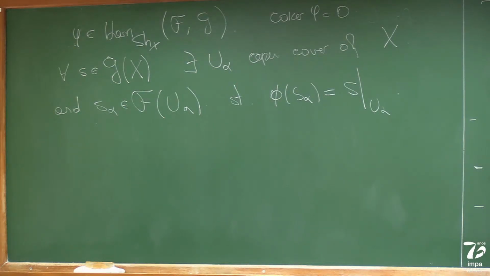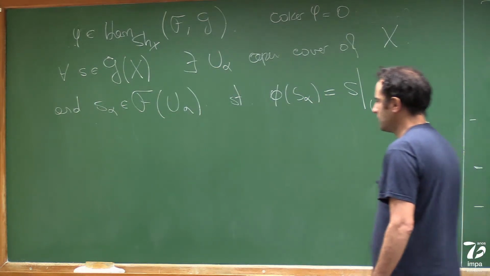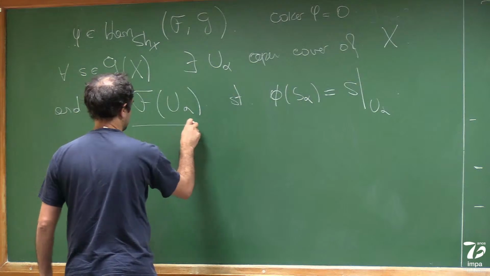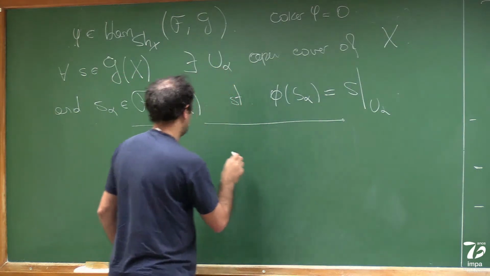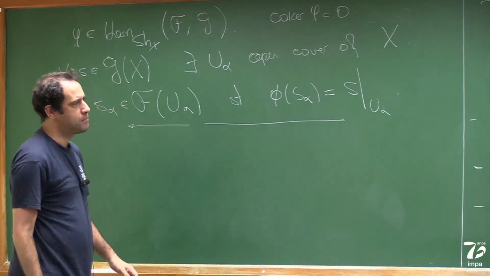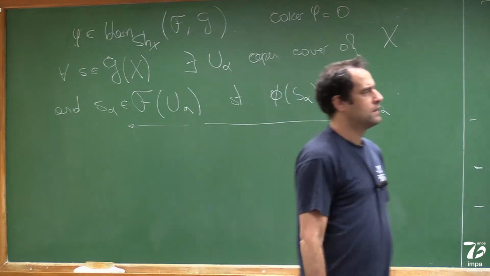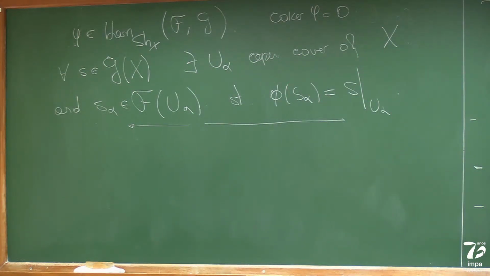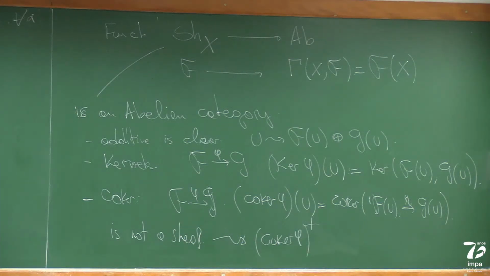And if you wish, you can take that to be the definition of being surjective. Okay, so that's an abelian category. And if it's an abelian category, I can look at the derived category of sheaves of abelian groups on X. And, well, I have this functor, this functor of global sections, which is left exact.